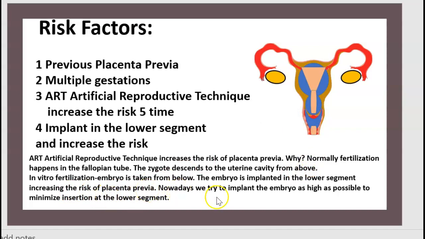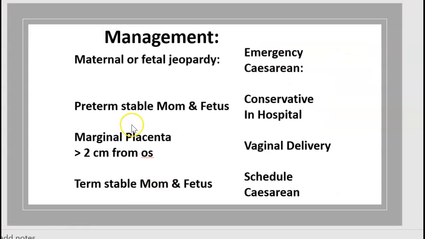Nowadays, we try to implant the embryo as high as possible to minimize the insertion in the lower segment. Management. If maternal and fetal jeopardy, emergency cesarean. If preterm stable for mom and fetus, conservative in hospital. If marginal placenta over 2 cm from os, vaginal delivery.